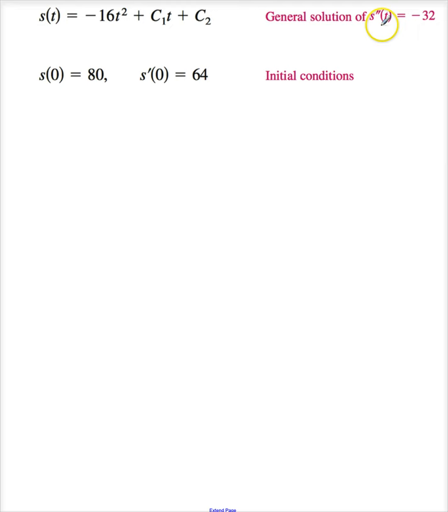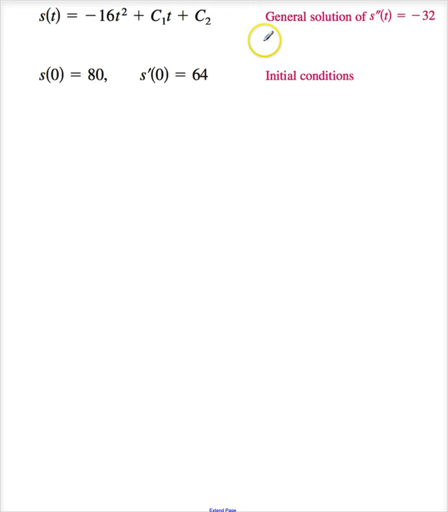And I know that one general solution is s of t equals minus 16t squared plus c1 t plus c2. So this is my general solution, and this is a differential equation. Suppose I give you the initial conditions that s at t equals 0 is 80 and s prime at t equals 0 is 64. How do I find my particular solution?